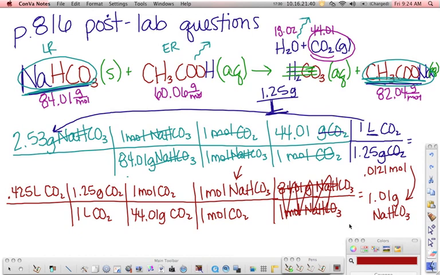Now the other thing was how many moles of sodium acetate. Well, everything in this equation is a 1-to-1 ratio. So if I need 0.0121 moles of sodium bicarbonate to make this much carbon dioxide, well, since it's a 1-to-1 ratio, then I'm also going to make 0.0121 moles of the sodium acetate along with it.